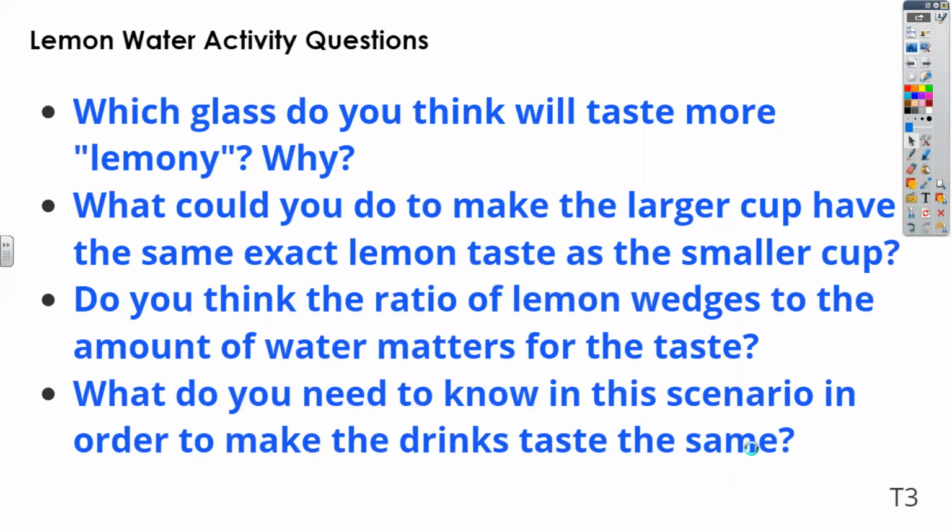The second question says, what could you do to make the larger cup have the same exact lemon taste as a smaller cup? All right. You're going to put more lemons in there, right? But it's saying the exact amount. That's where ratios are going to come in. We're going to be talking about proportions tomorrow, and it's really going to make sense. But I'm going to show you a little snippet of proportions.